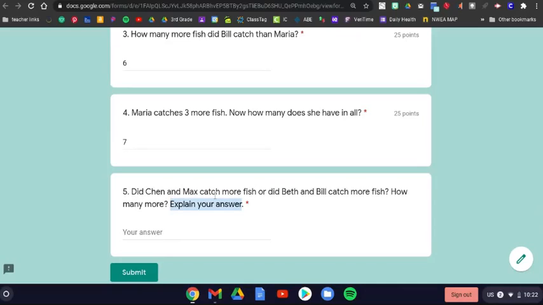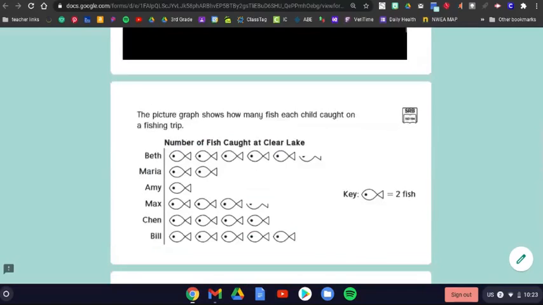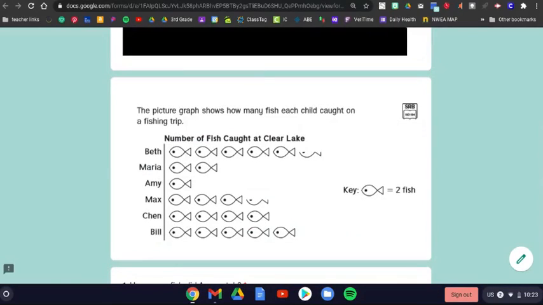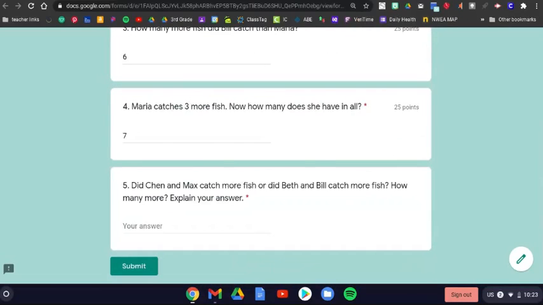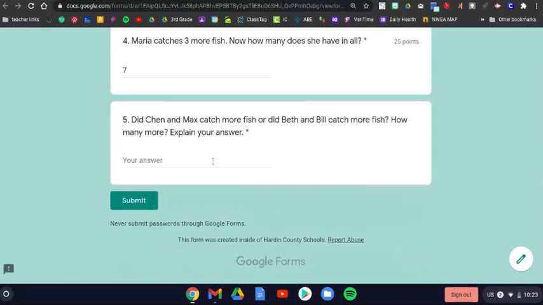Did Chen and Max catch more fish, or did Beth and Bill catch more fish? Well, I have to go to my graph and find out. Chen and Max. I probably need scrap paper. Chen caught 8 fish. Max caught 2, 4, 6, 7 fish. So they caught 15 fish. Beth and Bill. Well, Beth caught 2, 4, 6, 8, 10, 11 fish, and Bill caught 2, 4, 6, 8, 10 fish for a total of 21 fish. So Beth and Bill caught more fish.